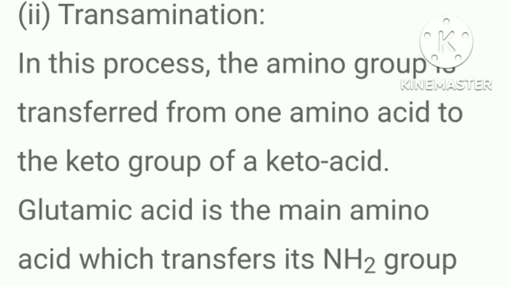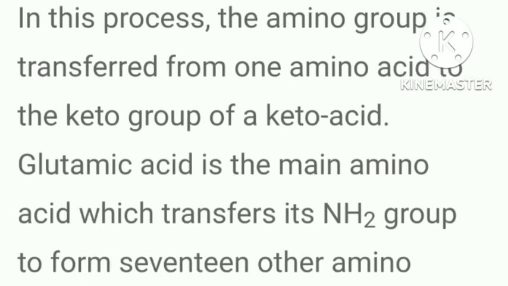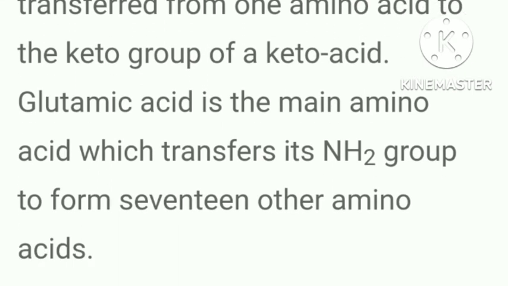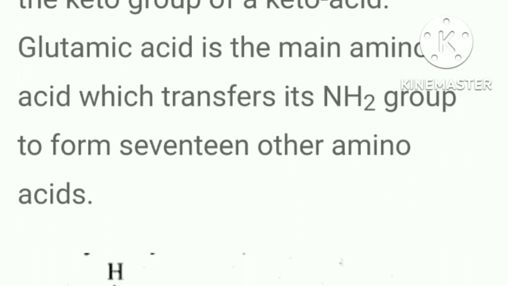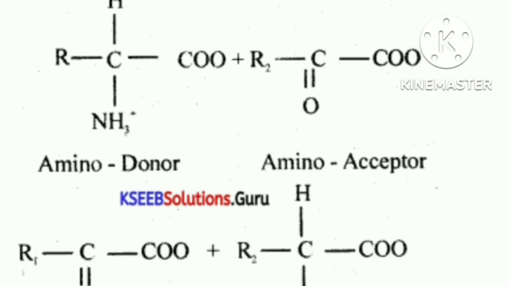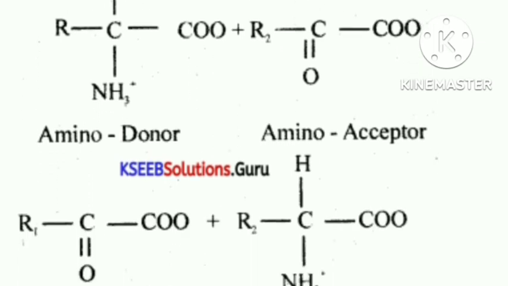Next, transamination. In this process, the amino group is transferred from one amino acid to the keto group of a keto acid. Glutamic acid is the main amino acid which transfers its NH2 group to form 17 other amino acids. Here is a formula for that.